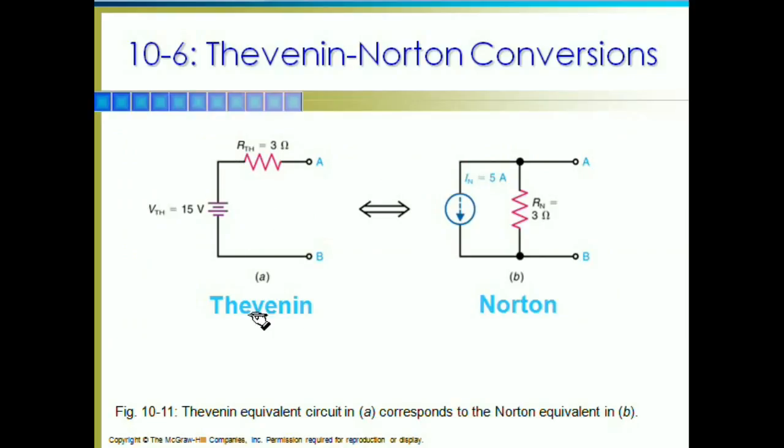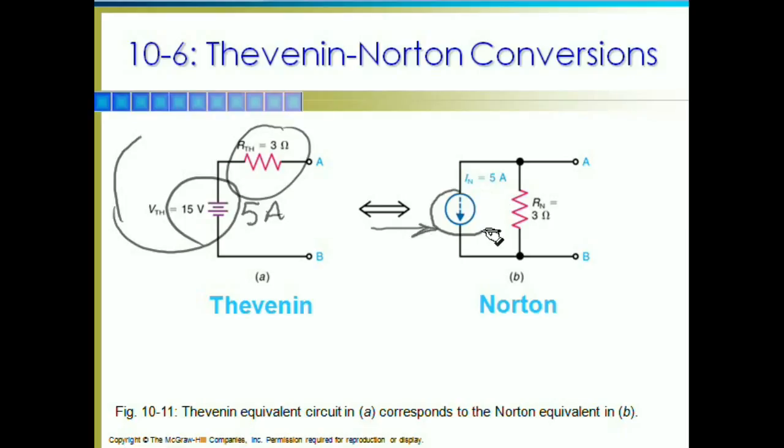Okay, a Thevenin equivalent of a 15 volt source, there we go, 15 volt source and a 3 ohm resistor. Well, 15 volts divided by 3 ohms is 5 amps. So the equivalent circuit would be a 5 amp current source with a 3 ohm shunt ready to plug in whatever you need for a load. You see they are directly convertible there.